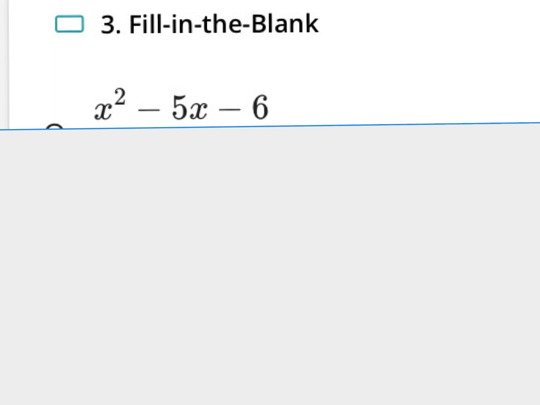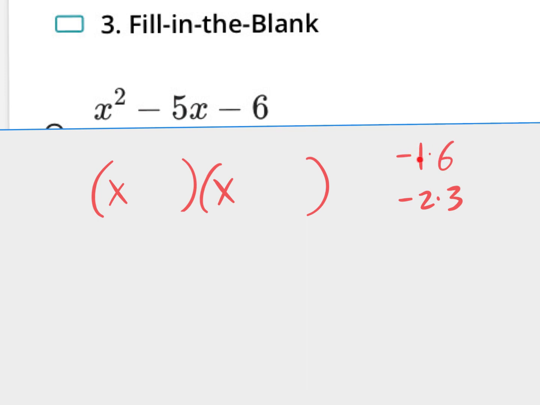Another ridiculously easy question. Why is that? Because the a value is 1, and you could simply think what times what is the last number, the c value, that if you combine together is the b value, the middle value. Okay, so what times what is negative 6? I always like to just make a list of numbers and start with negative 1 times 6, negative 2 times 3, and that's about it. Now, which pair of numbers gives us the middle term, negative 5, when we combine them?